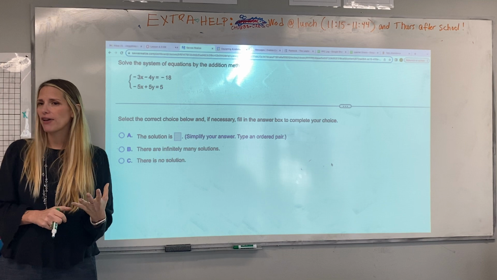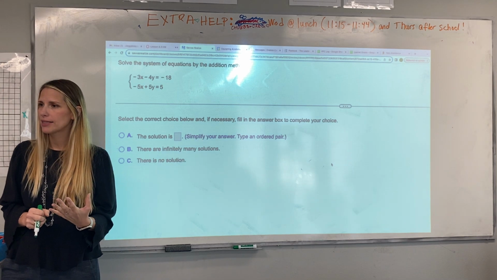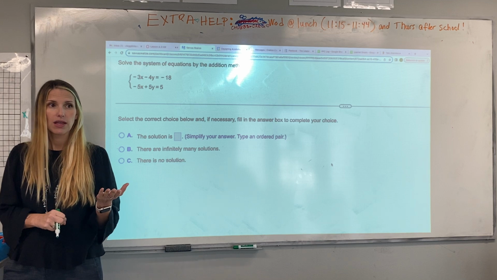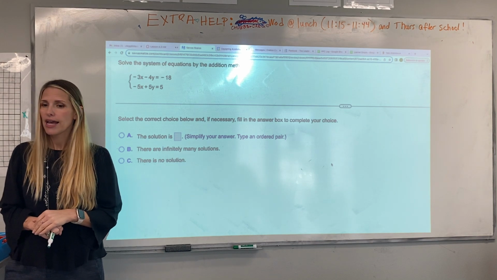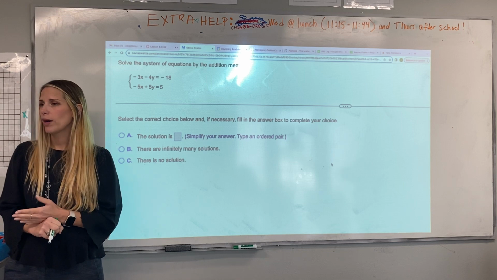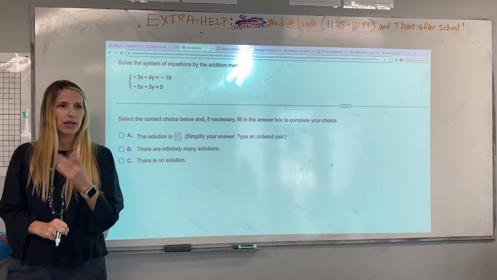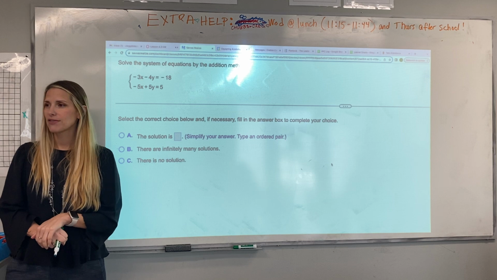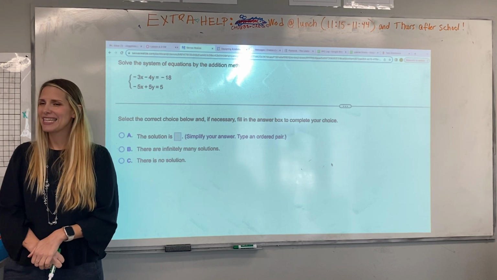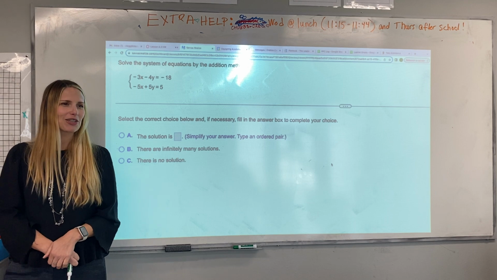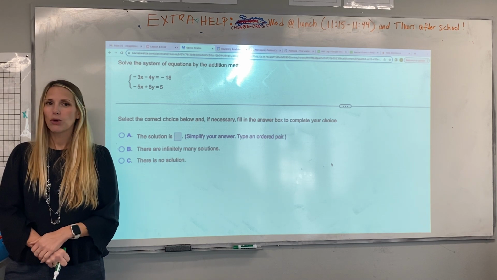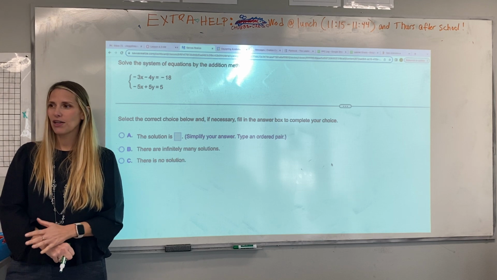So if I had a 5x, what would I need to combine it with to get rid of my x term? A negative 5x, very good. If I have a negative 17y, what do I need to combine it with to get rid of it? Positive 17y. If I have negative 2000z, what do I have to combine it with? 2000z. Okay, so it doesn't matter what the number is.